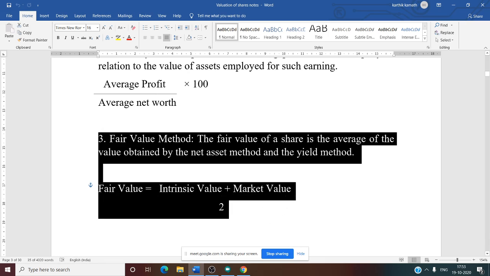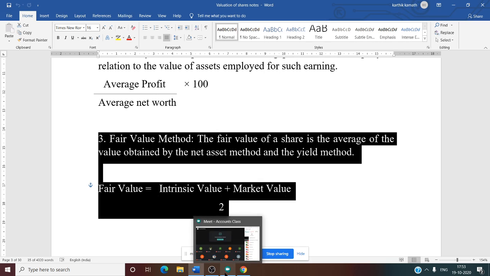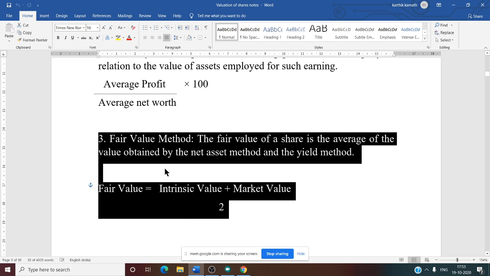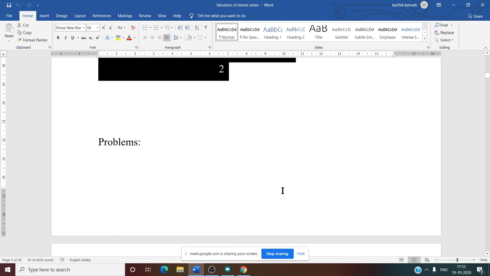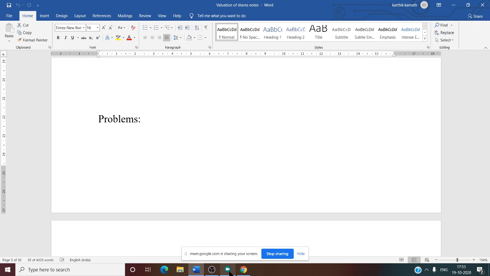Is this legal? Fair value method, yes. Sometimes for taxation purposes we use the fair value method. Why? Because while charging the tax, we want to know how much assets are remaining in the company and what is the profit made by the company. That is why we need to combine the first two methods. Yes. So this is about fair value, and from the next class we are going to discuss problems.